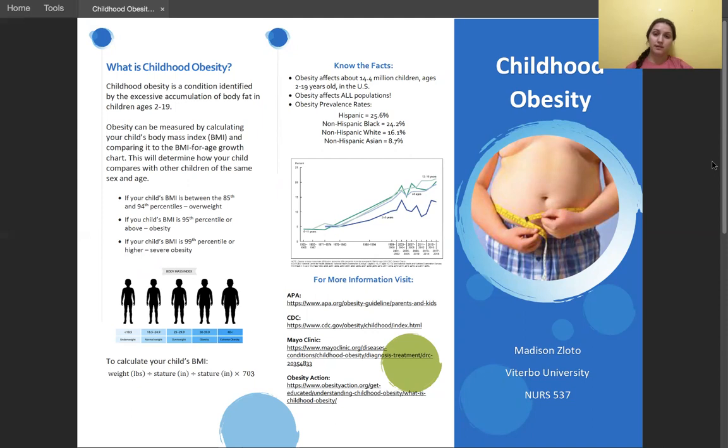That means that almost a quarter of the children between 12 to 19 are considered obese or have weight-related issues. So, if you are concerned at all, talking with your physician is the best bet.